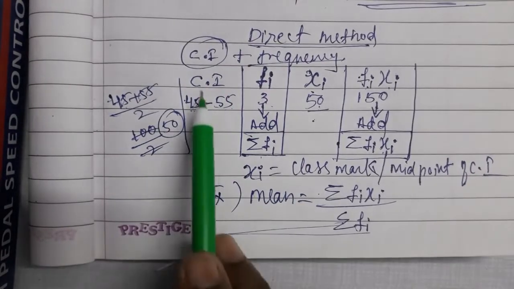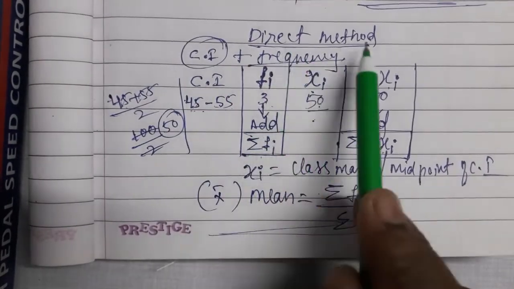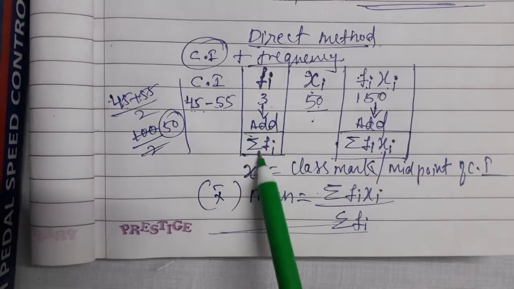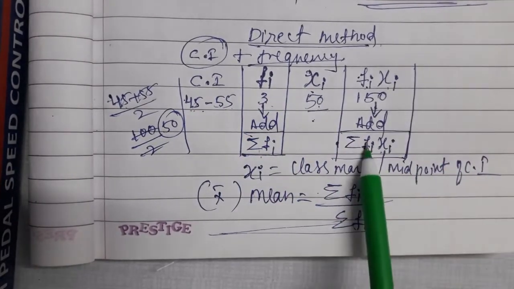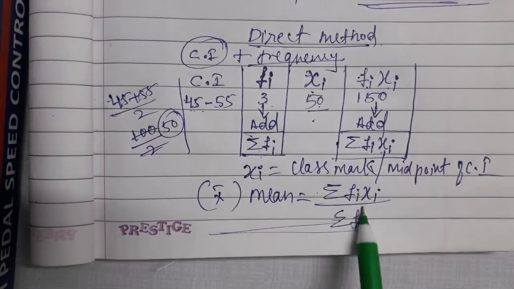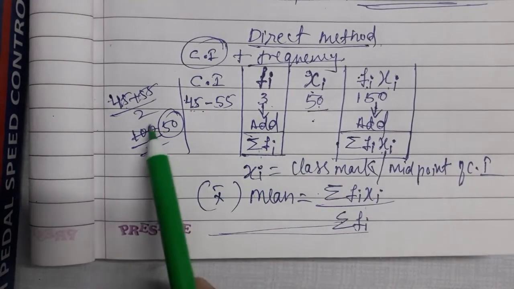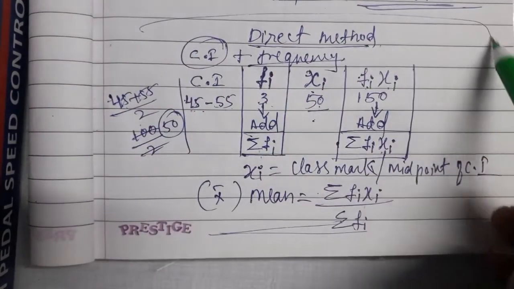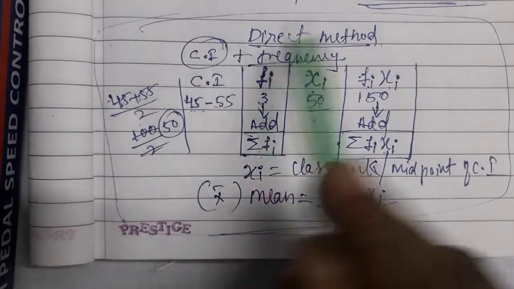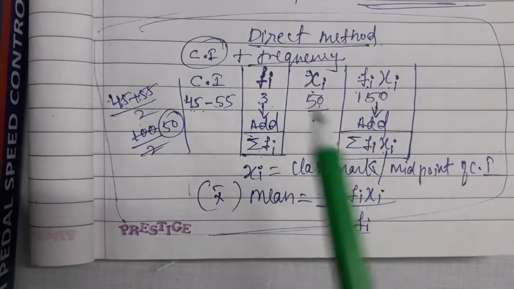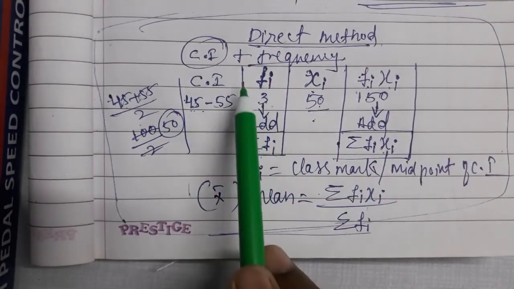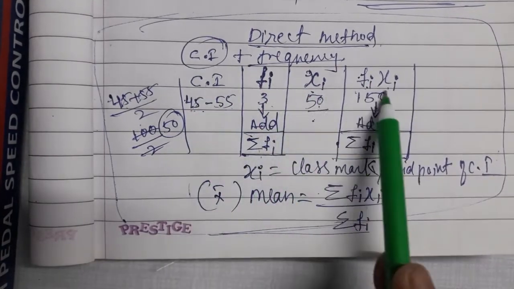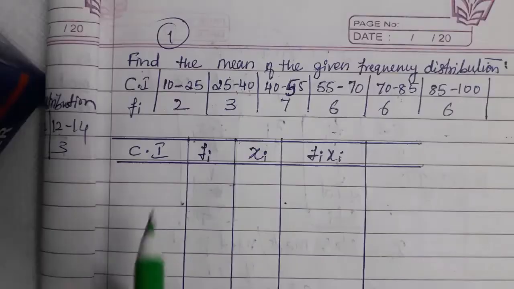These are the important columns under the direct method. Numbers can change, but these columns will not change. Adding f will not change. Adding fx will not change. The mean formula will not change. Finding the class mark or midpoint procedure will not change. So you have to remember this. You have to learn it by heart and keep it in your mind. So whenever they ask us to find the mean, these are the columns. When they give you class interval and frequency, these are the columns you have to remember.